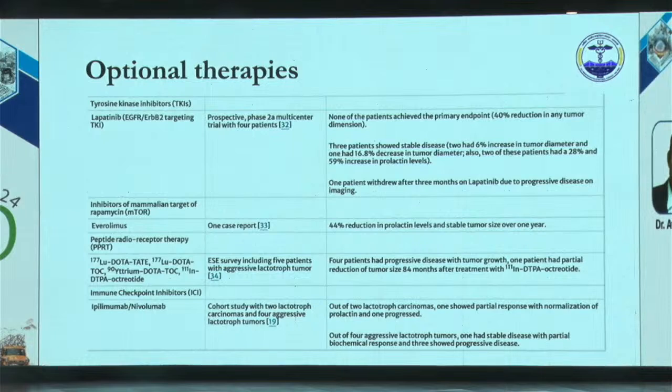But if temozolomide also fails, there are certain optional therapies that can be given, particularly ipilimumab, like immune checkpoint inhibitors. If you have facilities, you can go for PRRT and all those, but these are all optional and for very few cases. And certain new drugs like metformin, hydroxychloroquine, ropinirole are now being tried, but these are only based on very few cases. So, in a dire situation, we can use them.